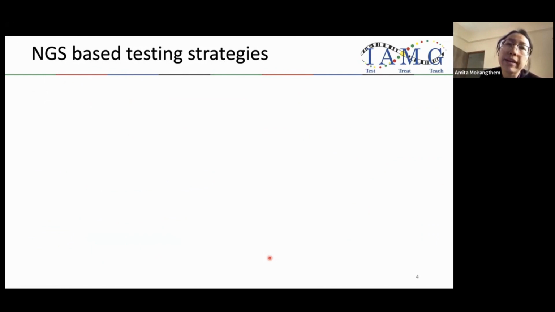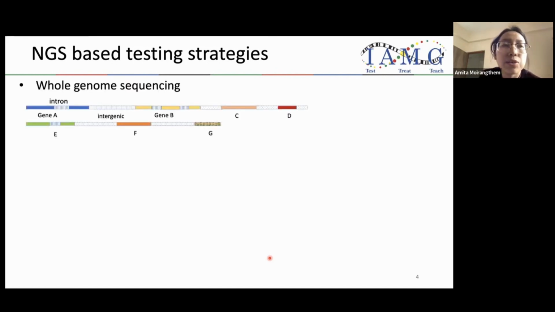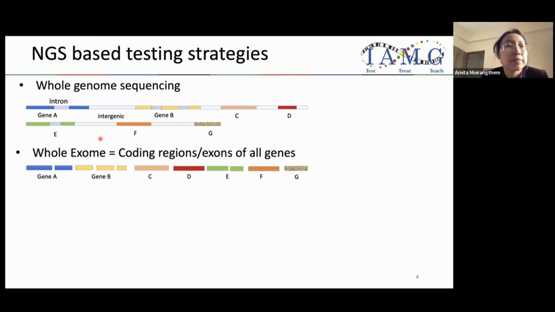Then, depending on what our target is and how we are sequencing or testing families, we have various strategies. First of all, there is whole genome sequencing, where we sequence all the genes in the genome, including the coding regions or exons, the introns of the genes, and the intergenic regions between the different genes. So basically, the whole 3.2 billion base pairs are sequenced in whole genome sequencing.